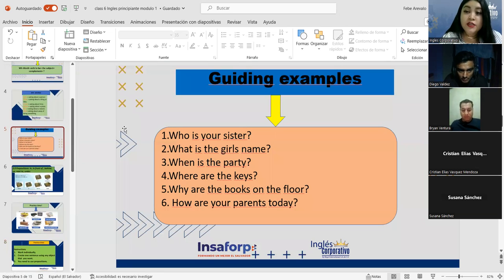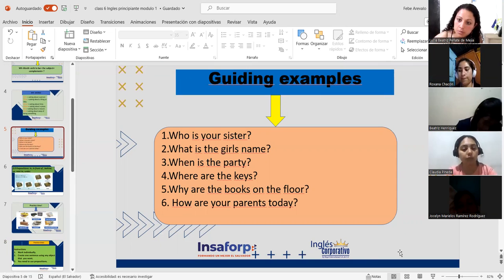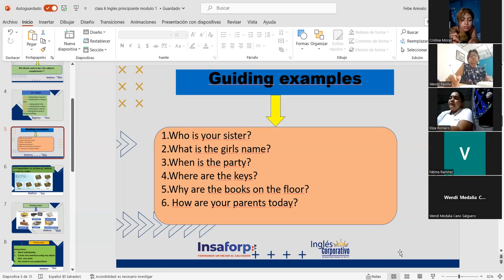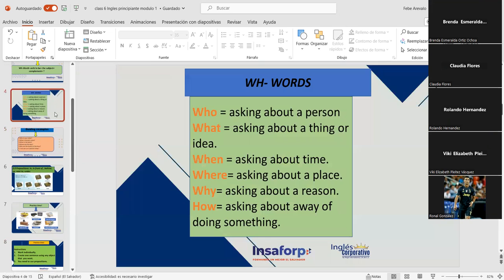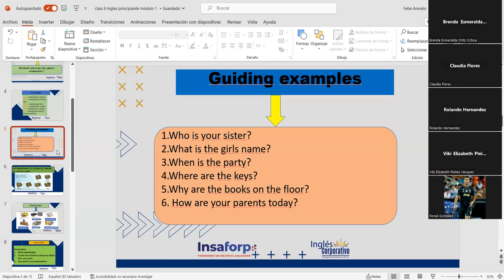indicación, instruction, pero sí quiero que me hagan una pregunta, all right? At least one question, al menos una pregunta. Si tenemos tiempo al final de la clase, van a realizar más. If not, it's okay. Pero ahorita quiero que me hagan una pregunta utilizando any WH word. Y recuerden, las estamos utilizando con el verb to be. No estamos en otro tiempo gramatical, solo el verb to be.